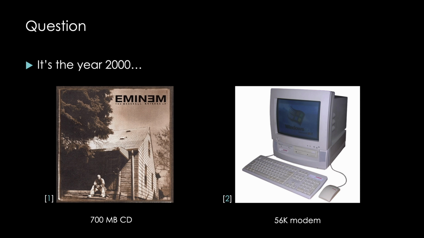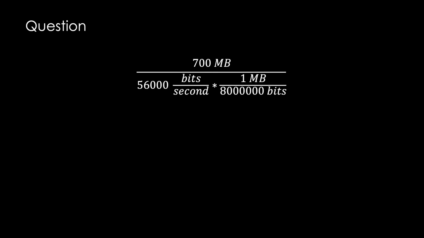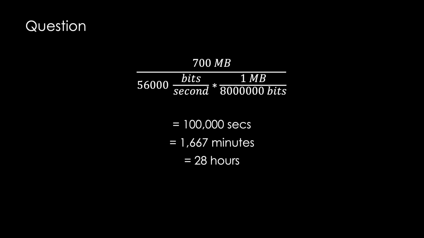The anticipation is killing you, so you decide to do the math and figure out just how long this is going to take. The CD is 700 megabytes, and you have a 56K modem. So we have 700 megabytes divided by our 56K modem, which can transmit data at 56,000 bits per second, and we need to convert bits into megabytes. We run this calculation and come up with a time of 100,000 seconds, which equals 1,667 minutes, which equals 28 hours, and the grim reality now sets in. It's going to take you over one whole day to download this album, and that's if your dad doesn't kick you off to log on to his AOL account to watch cat videos.